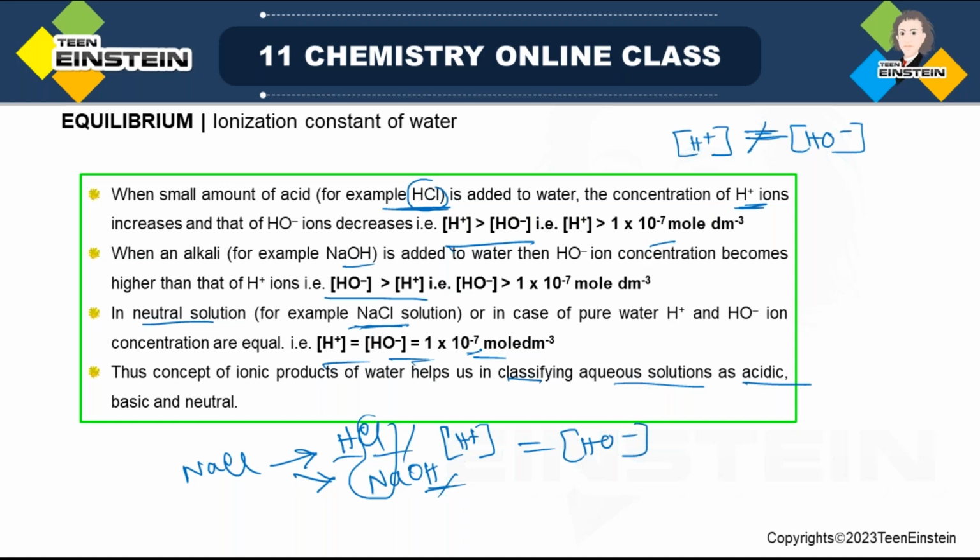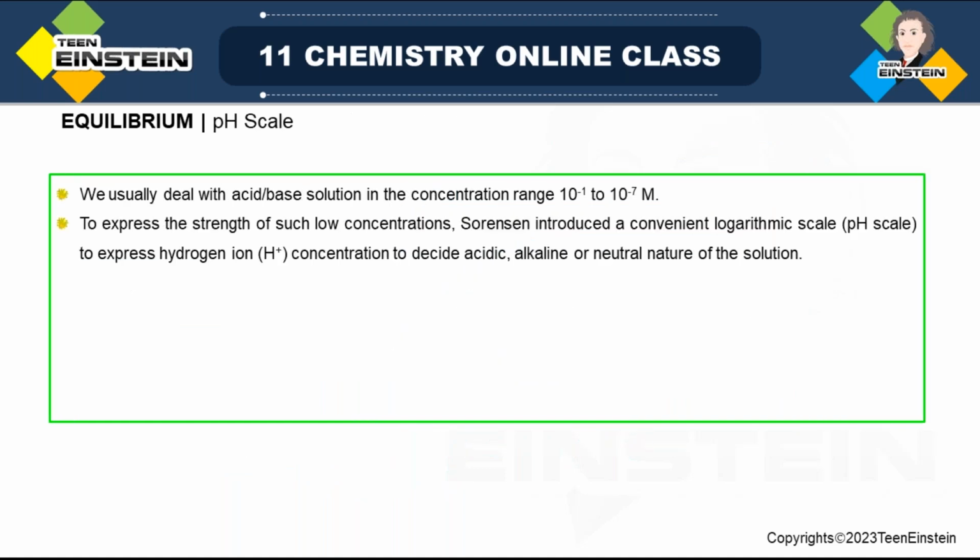But what about the ionic product? If it is not neutral, suppose it is acidic or basic, then what type of change can we expect? That we'll see now. To understand it, there is a new topic which is basically the pH scale. When we deal with some acidic or basic solution, that is, it is no longer a neutral solution, then mostly the concentration range is 10 to the power minus 1 up to 10 to the power minus 7. Mostly it is a dilute solution and it ranges in between these two values.